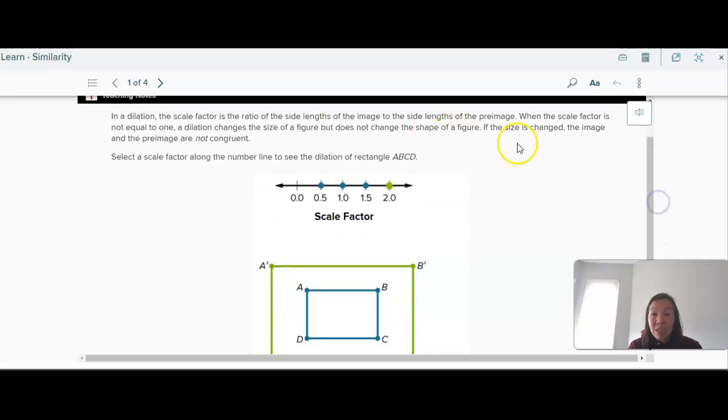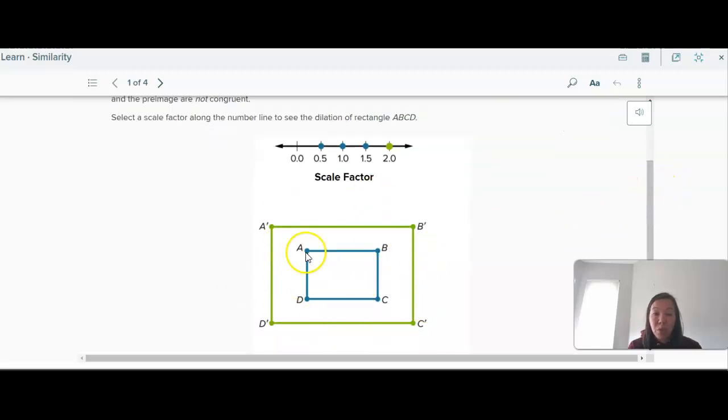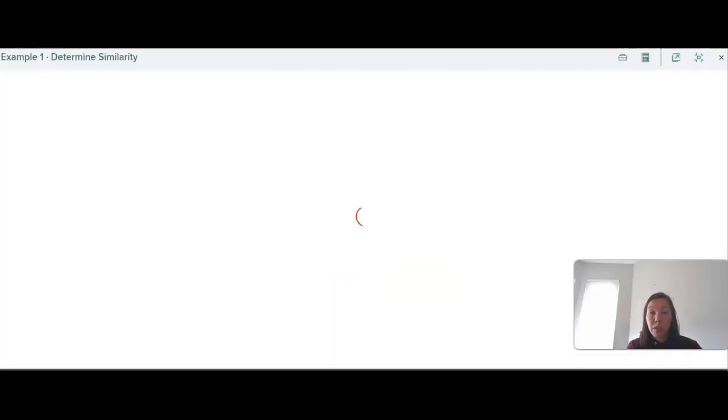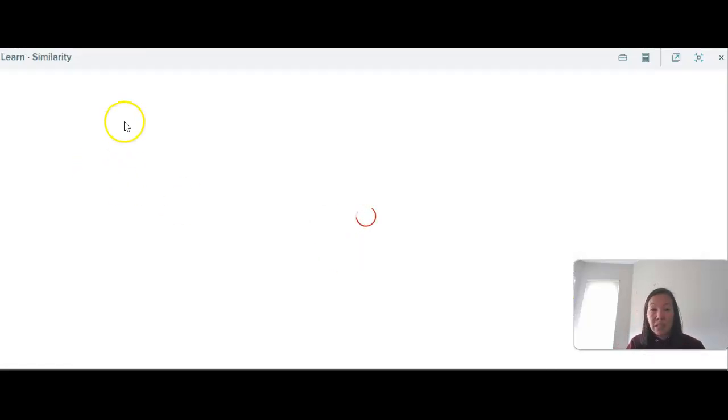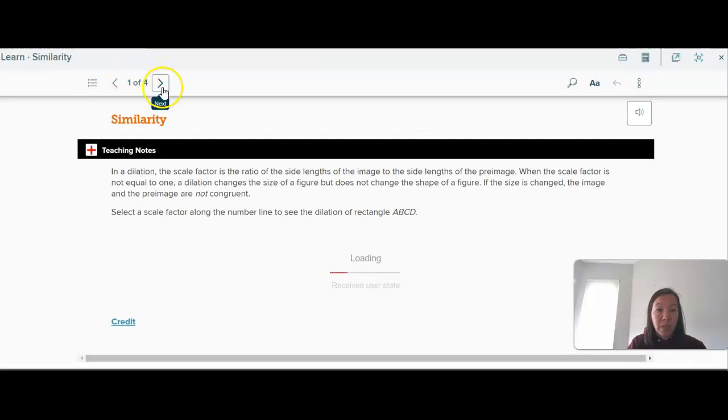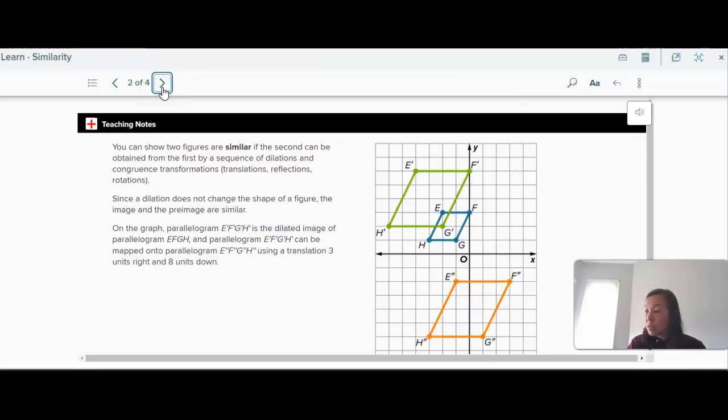Now, the size changes and the image and the pre-image are not congruent, but the shape of the figure does not change. So it's still a triangle, a rectangle. They're still both rectangles with the same kind of proportions, but one is larger or smaller than the other depending on which dilation we do. So on page 502, actually before we get to that, let's watch this quick video.